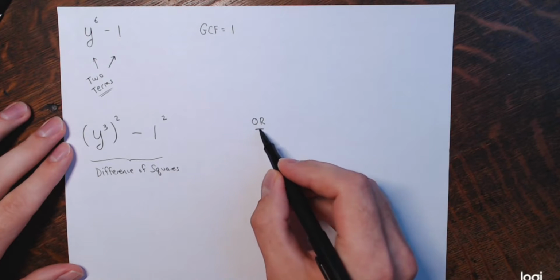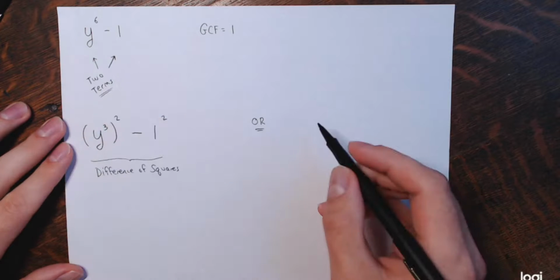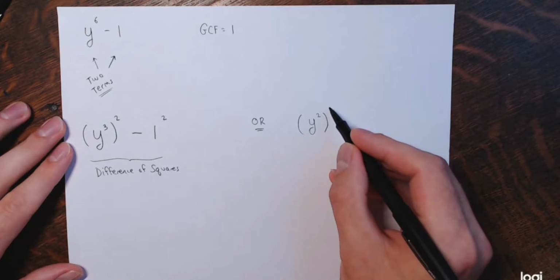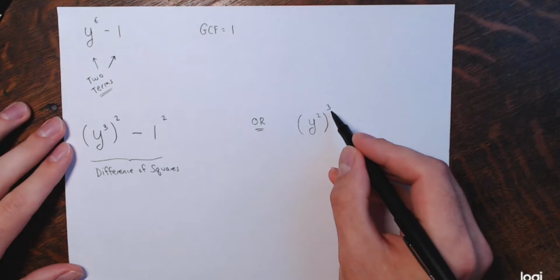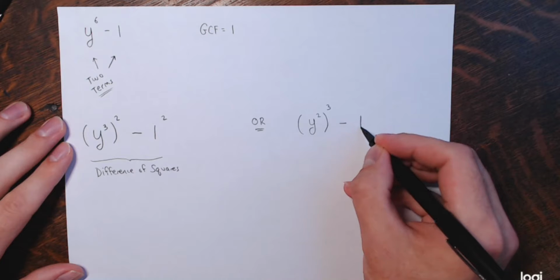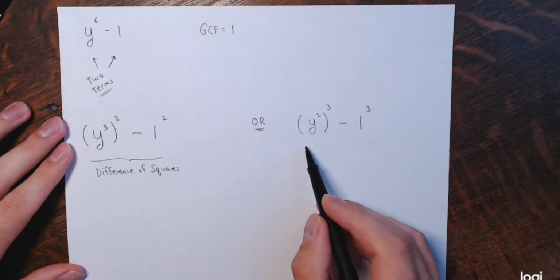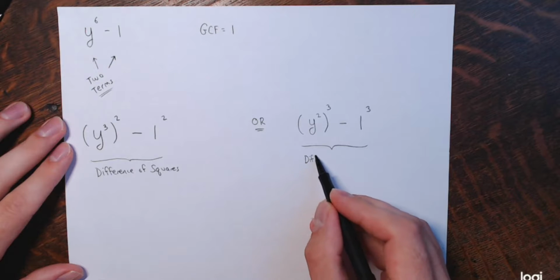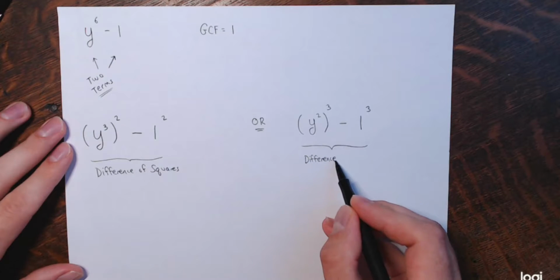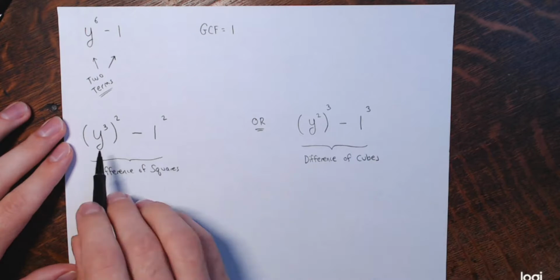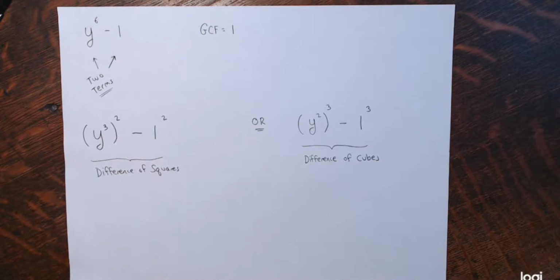or y to the 6th, that's the same thing as y squared to the 3rd, a cube. Minus, and then 1, I can write 1 as 1 to the 3rd. I could also think of this as a difference of cubes. Now what I'm going to show you is that for this one, no matter how you look at it, when we're done factoring completely, they're going to have the same factors.